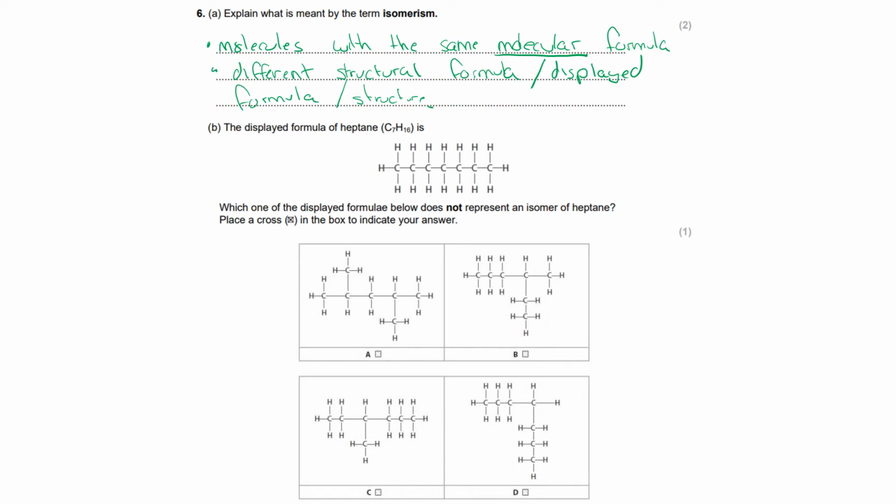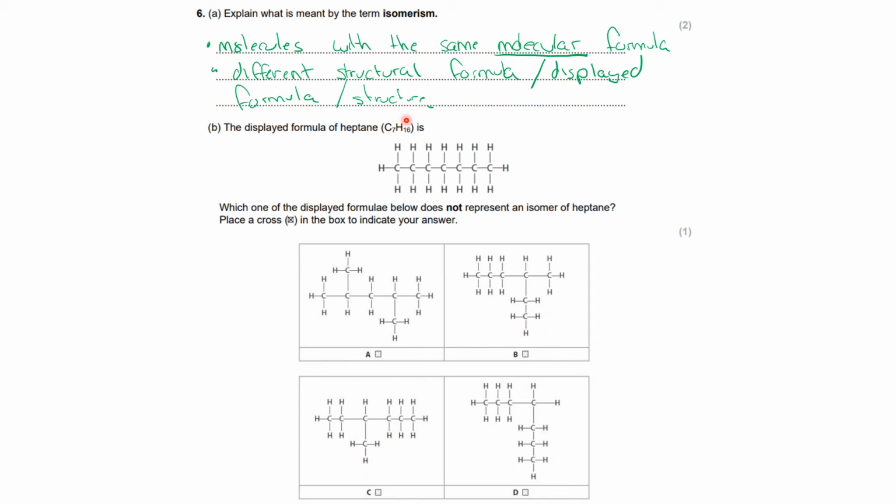Okay, 6b. The displayed formula of heptane is C7H16, and it looks like this. Which one of the displayed formulae below does not represent an isomer of heptane? Put a cross in the box to indicate your answer.